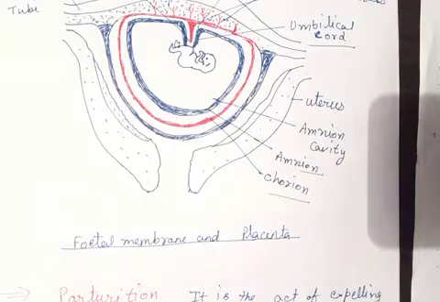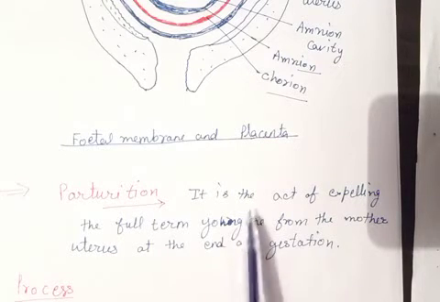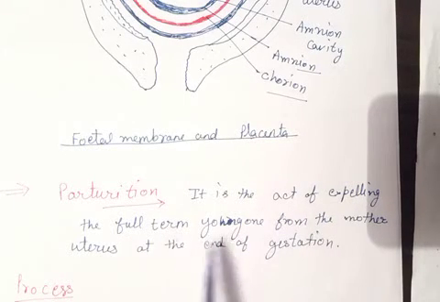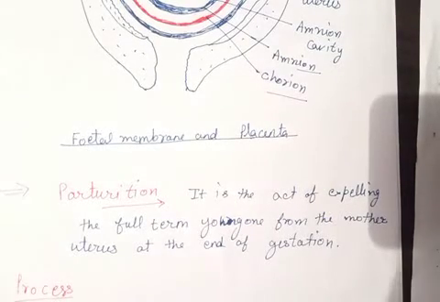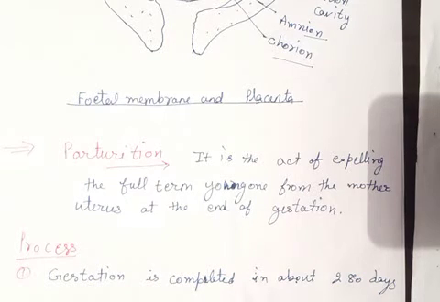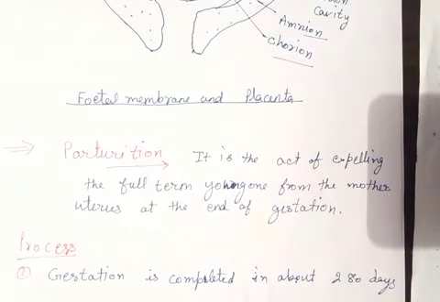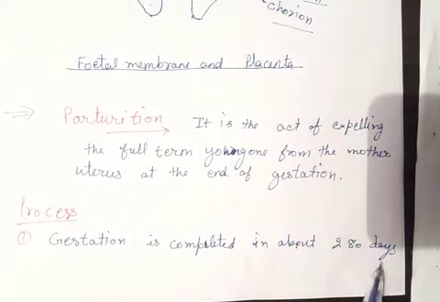So this process is known as parturition. It is the act of expelling the full-term young one, meaning the fully mature young one, from the mother's uterus at the end of the gestation period, meaning the pregnancy period. Gestation is completed in about 280 days.